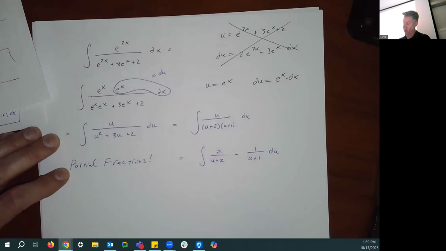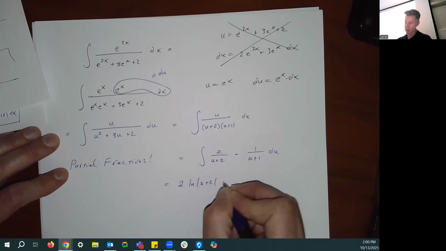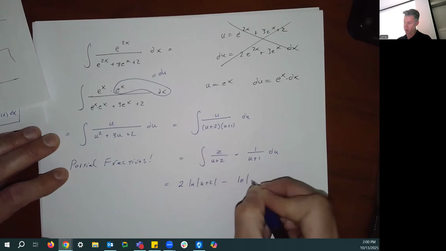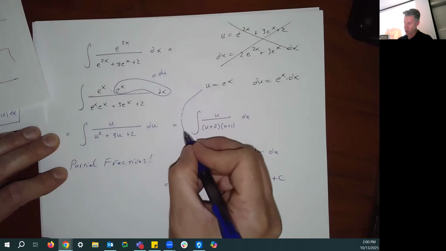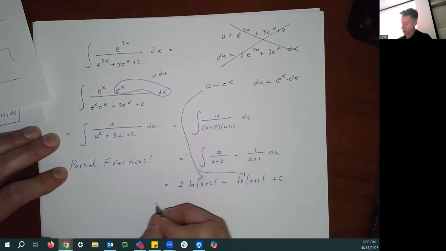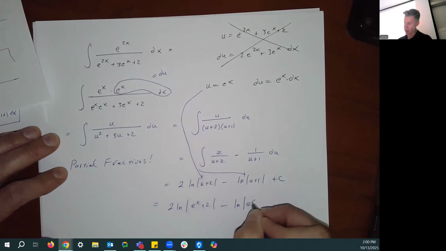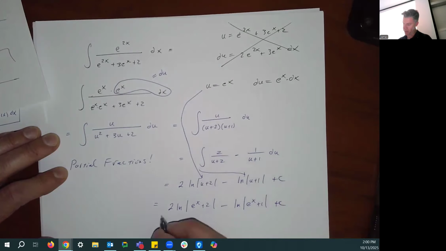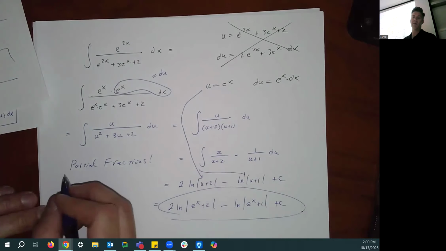Then you'd integrate both parts and get 2 times the natural log of the absolute value of u plus 2 minus 1 times the natural log of the absolute value of u plus 1 plus c. And then you have to go back and replace each u with e to the x. So this really ends up being 2 times the natural log of the absolute value of e to the x plus 2 minus the natural log of the absolute value of e to the x plus 1. Again, I'm well aware that we skipped the steps of doing the partial fractions, right? But that's what we had time for.